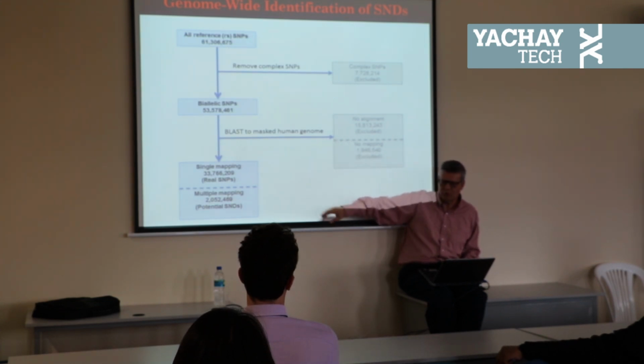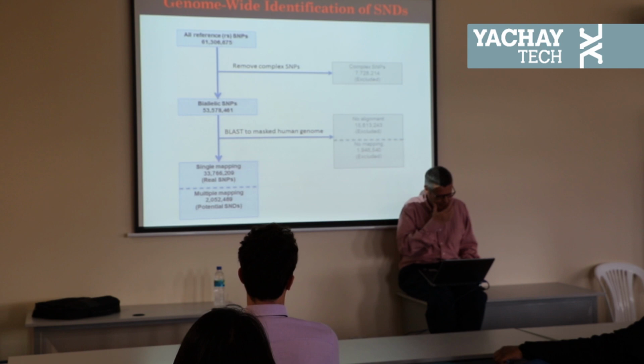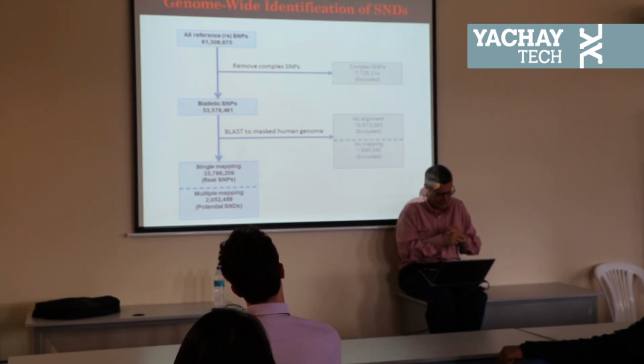I'm not going to walk you through all of this, except to say that I've mentioned to you that there are lots of SNPs now known. You can see there are 61 million already known, and so we whittled that down.